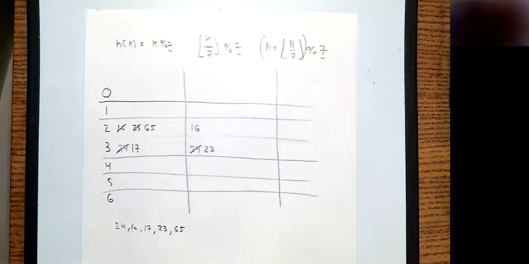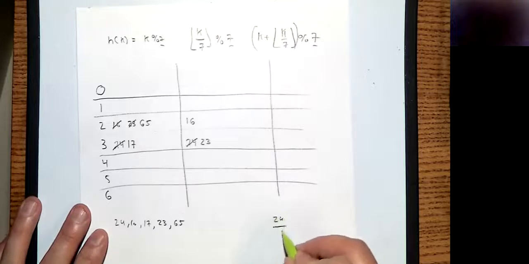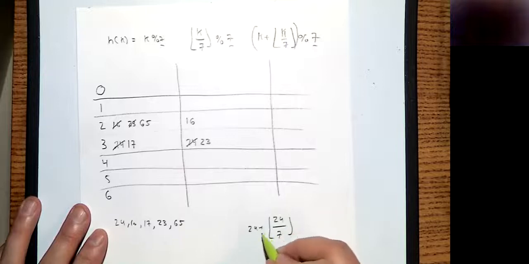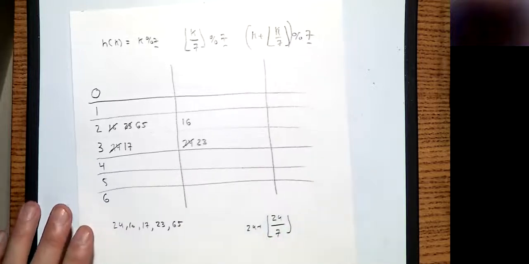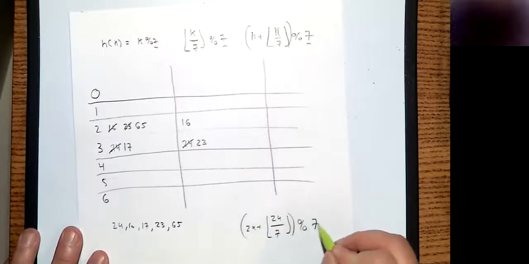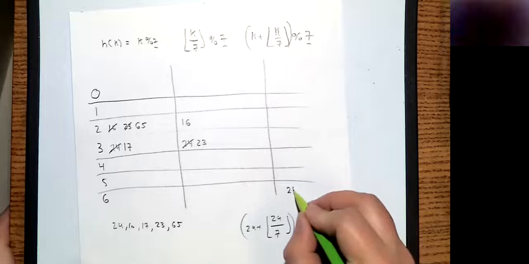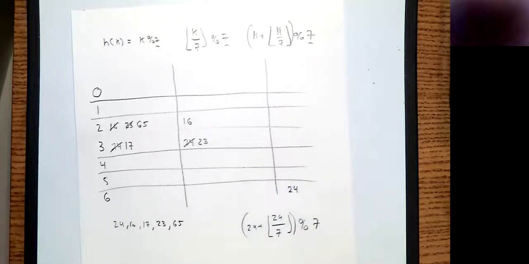The way this is going to work is 24 divided by 7's quotient is 3. Then we do 24 plus 3, so 24 plus 3 is 27. This entire quantity is then modded by 7. So 27 mod 7 is going to be 6. So 24 goes here. The last element we're going to insert is 9.